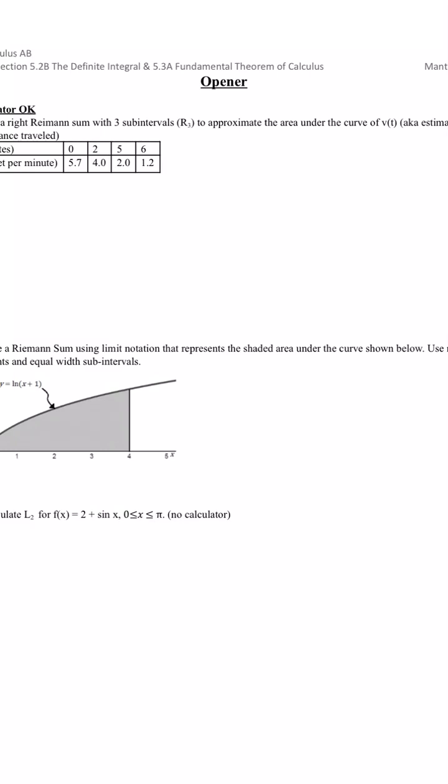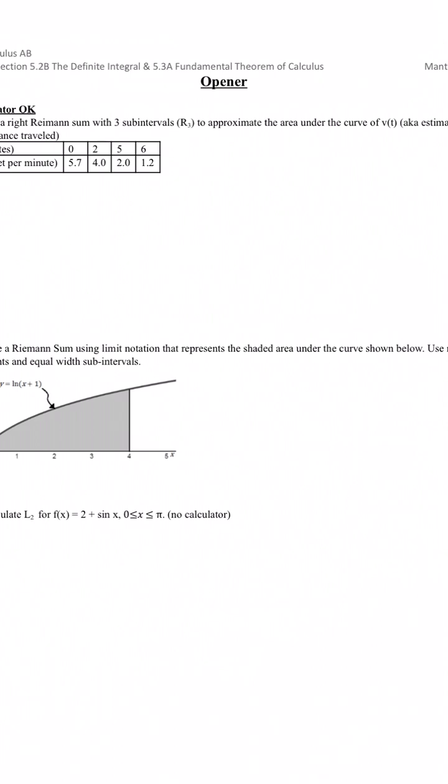Hi there, this is Miss Mantle, and today we're going to be talking about the definite integral. We're going to continue our discussion of the definite integral and talk about properties of the definite integral, and then we're going to learn the most fun theorem of all, the fundamental theorem of calculus.